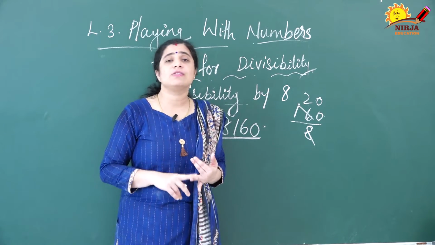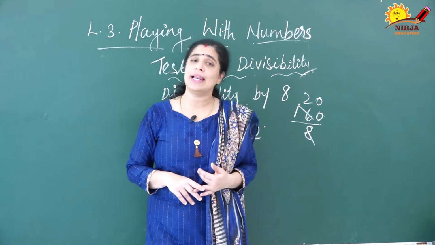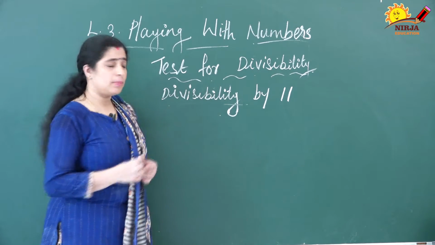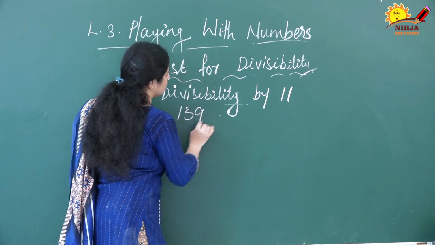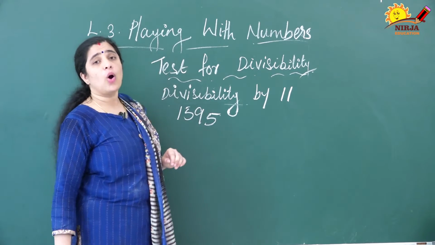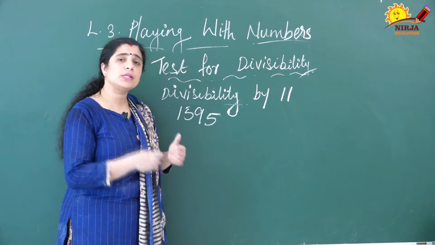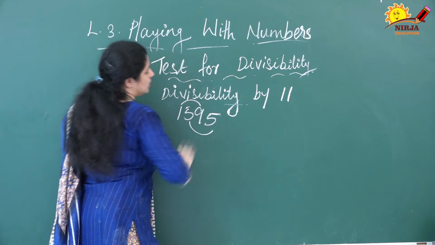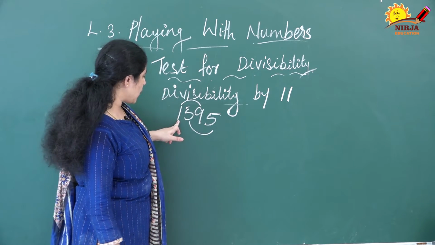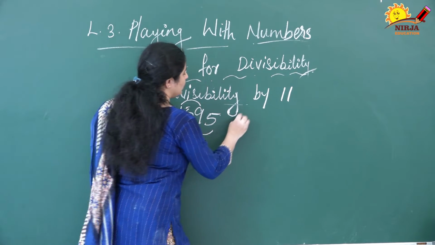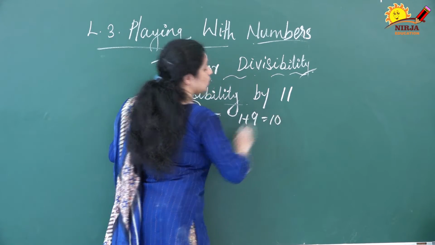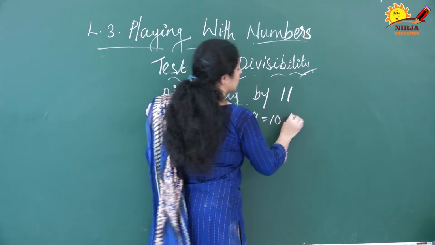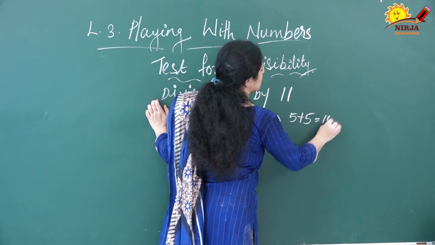Next, one more, the last divisibility test we are going to discuss, that is for 11. Here the divisibility by 11, I am going to discuss it with an example. We will consider the number 1595. So you have to take the alternate numbers here, that means numbers in odd place and even place. So these numbers are in alternate place. First you have to add 1 and 9. What will you get? 1 plus 9 is equal to 10. Next you have to add 5 and 5. 5 plus 5 is equal to 10.